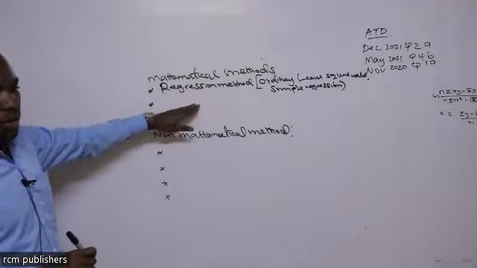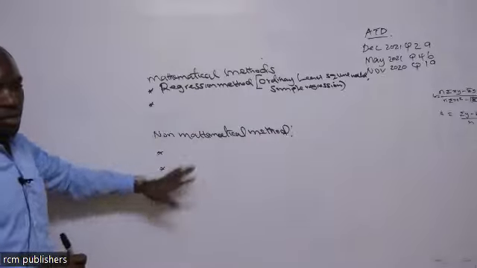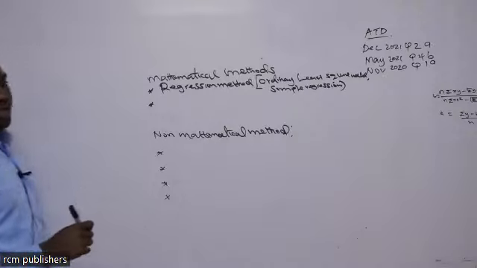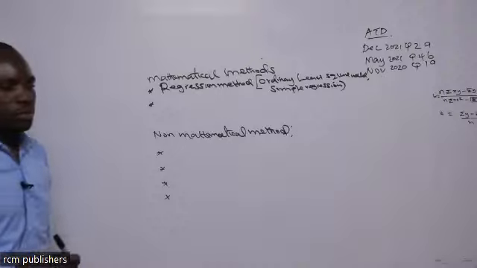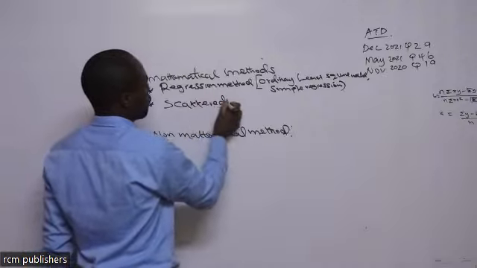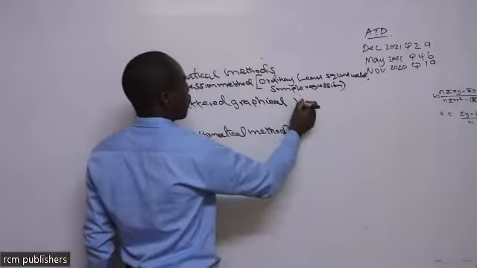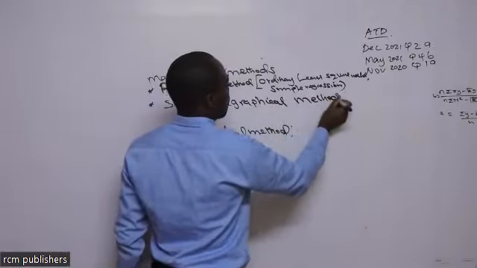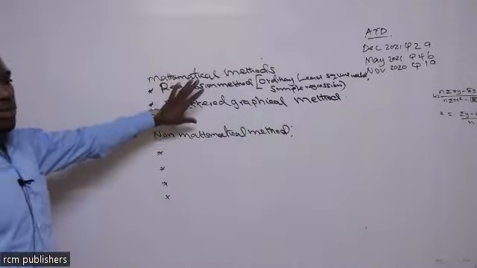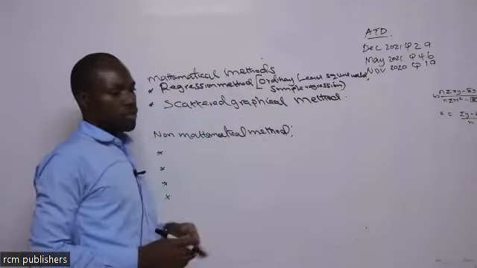The second mathematical method, somebody to confirm. I'm being told that we call it scattered graphical method. So somebody is telling me that those are the only mathematical methods that we discussed the other day. How about non-mathematical methods?